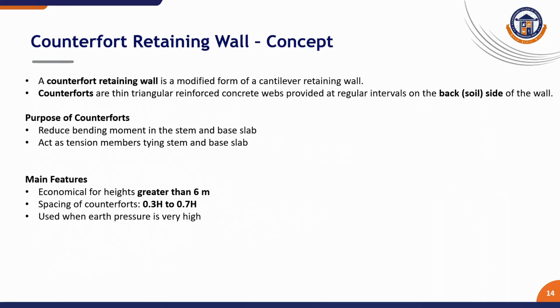A counterfort retaining wall is a modified form of cantilever wall with thin triangular reinforced concrete webs. Counterforts are provided at regular intervals on the back side of the wall. Purpose of counterforts: reducing bending moment in the stem and base slab, and acting as tension members tying stem and base together. Main features: economical for heights greater than 6 meters. Spacing of counterforts is 0.3 H to 0.7 H, used where earth pressure is very high.